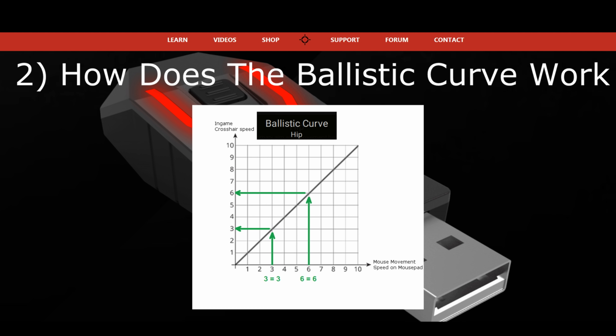This applies to all other points of the graph too. Their x and y values are always the same. This means that the default ballistic curve is linear, and doesn't add any mouse acceleration at all. No matter how fast, or slow, you move the mouse, the in-game crosshair will always have the same corresponding speed. This is what we call a true one-to-one aim translation. Your x-axis value is always the same as your y-axis value, so there is no acceleration at all.